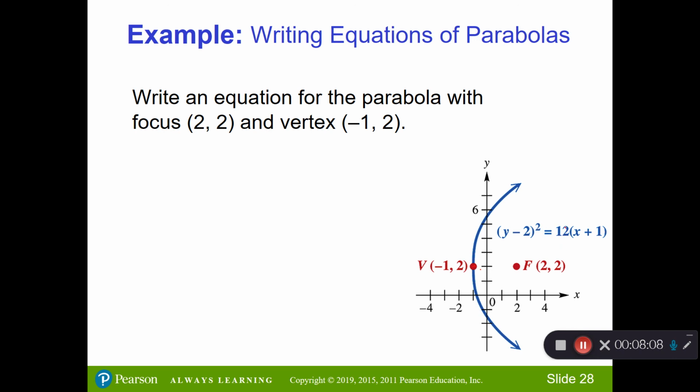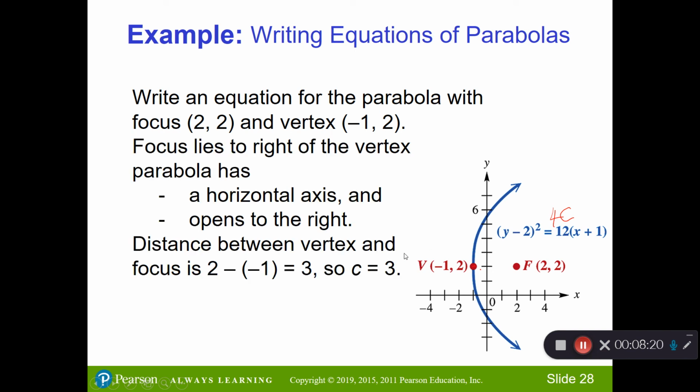Now, I need to know what goes here, which is the 4c. So what I'm going to do is say the distance from here to here is 3 units. So that 3 units is the c value. So 4 times 3 is the 12 that we got here. So that's the equation of our parabola that fits that criteria.